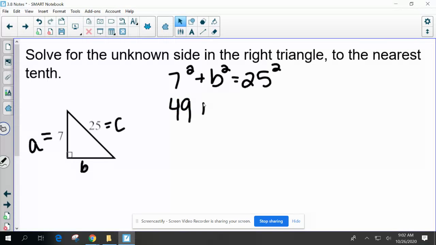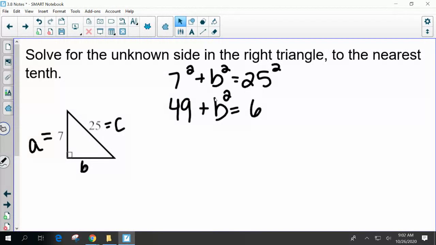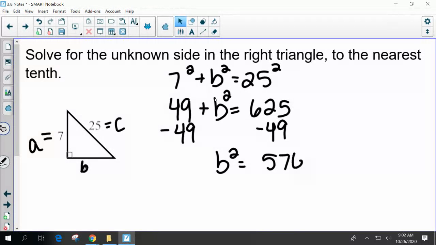All right, so 49 plus b squared equals 625. And then I need to subtract 49. So b squared equals 576. And then take the square root. So b has to equal 24.